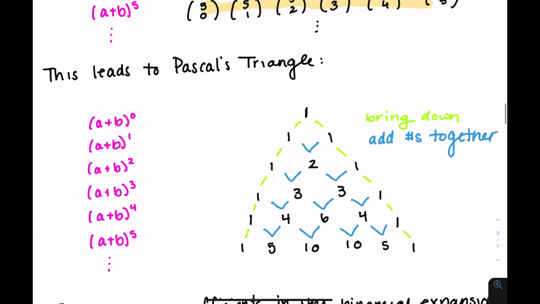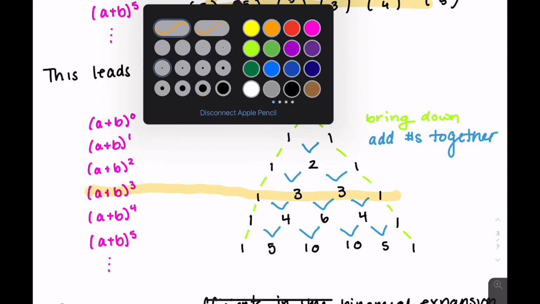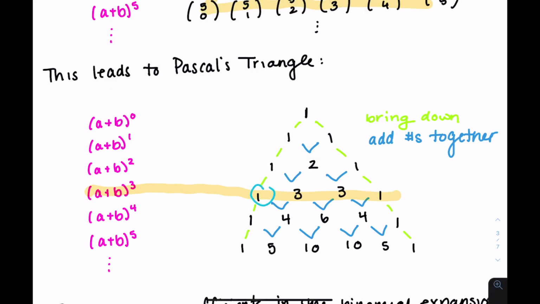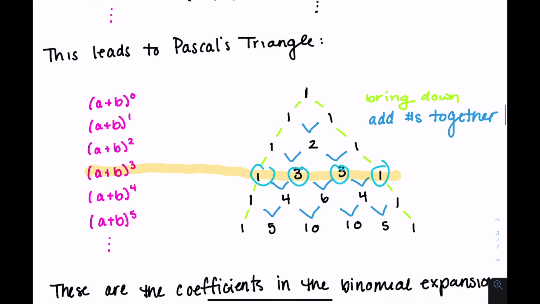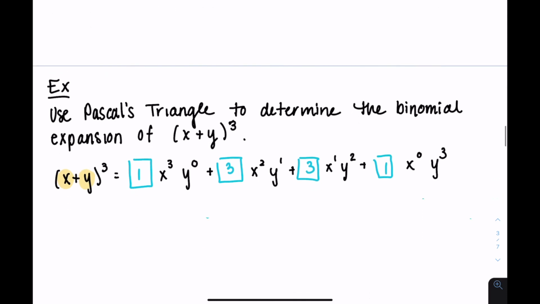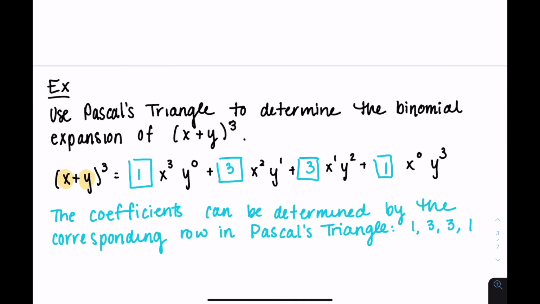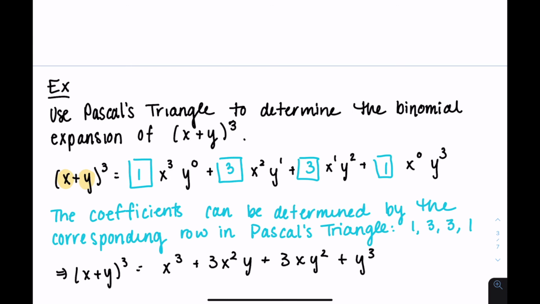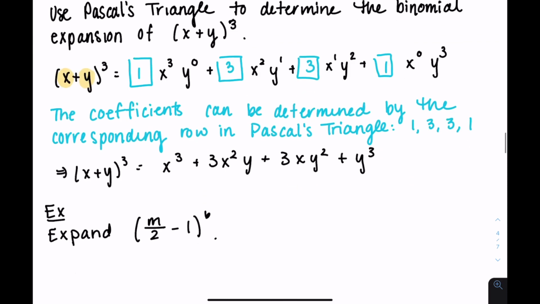So if we take a look, (a + b) to the 3rd will give us these coefficients. So I'm going to go ahead and just insert these in front of each term. So we have 1, 3, 3, 1 as the coefficients from Pascal's triangle. So you just use that corresponding row. So this tells us (x + y) to the 3rd will equal x cubed, 3x squared y, 3xy squared, and then y cubed. So let's try another one.